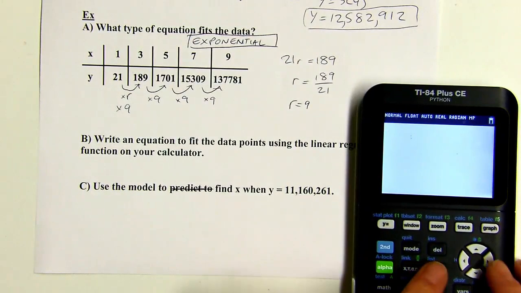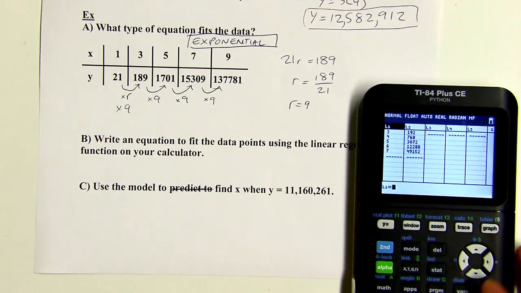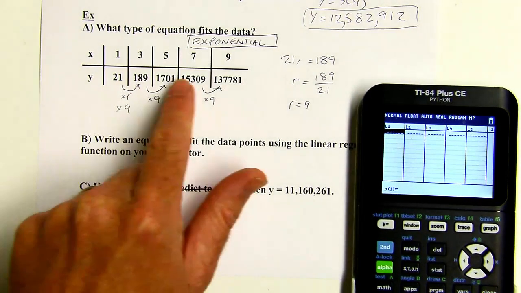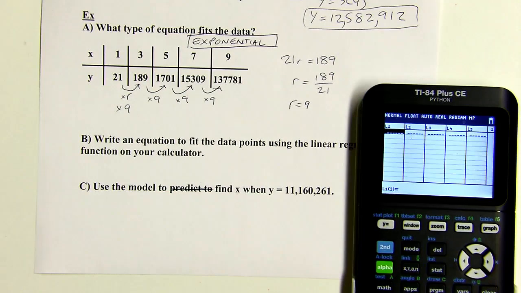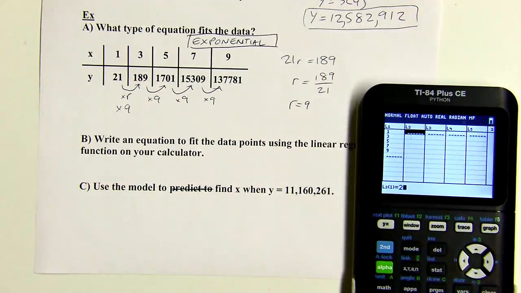We're going to the Stat menu, and we're going to go to Edit to input our list here. I'm just going to clear out those lists, highlight L1 and L2, clear and enter. Okay, so now I got a blank slate, and you can see the x's here. We're not counting by ones, but they're still evenly spaced, right? 1, 3, 5, 7, 9. We're counting by twos instead. Okay, and then y's.